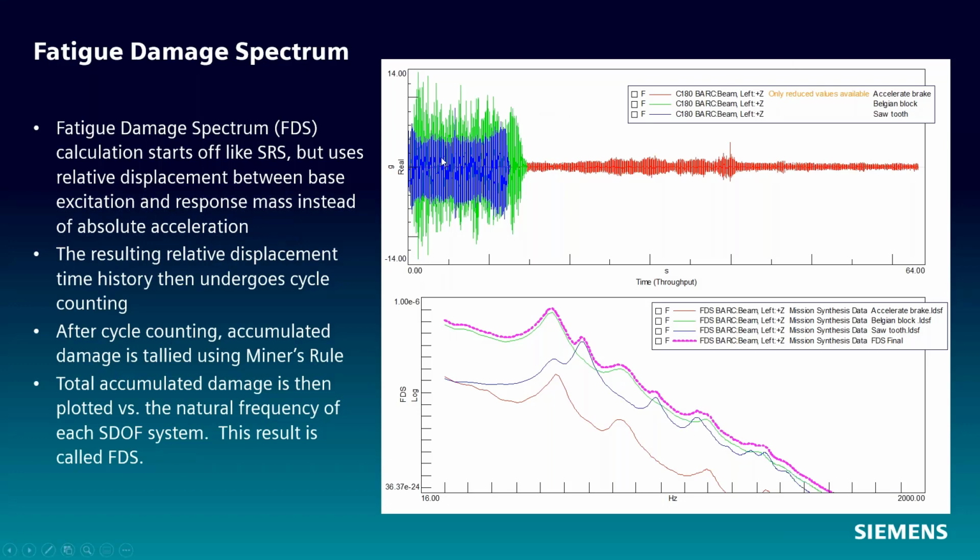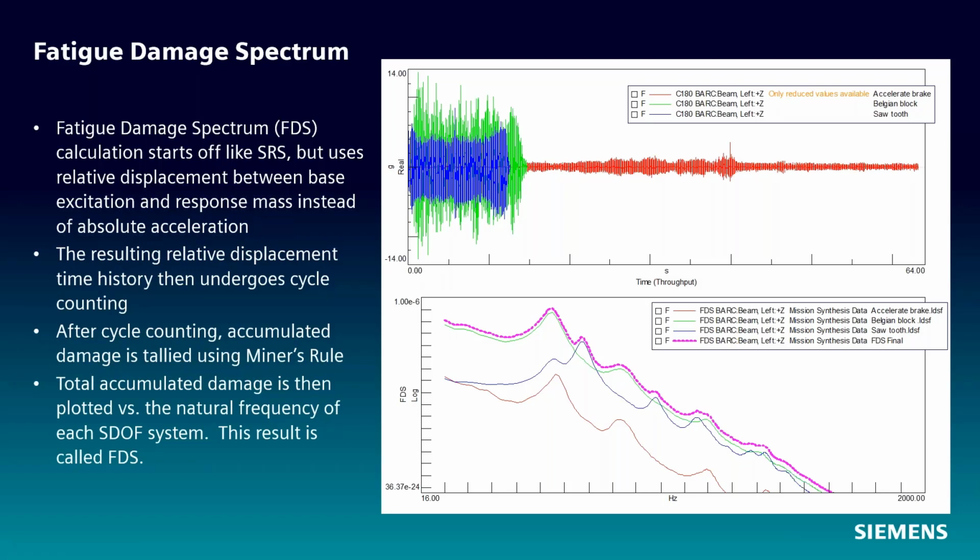We'll start off with some time histories in acceleration amplitude, as you can see here in the top part of my graph. And then we convert these to relative displacement from acceleration. And then we start counting cycles to get a histogram of cycles versus amplitude. After we have this histogram, we apply what's known as Miner's rule to tally the total accumulated damage at each one of these single degree of freedom systems.